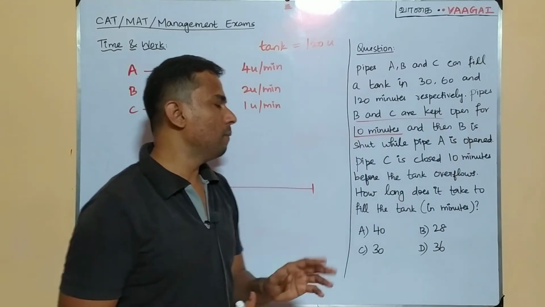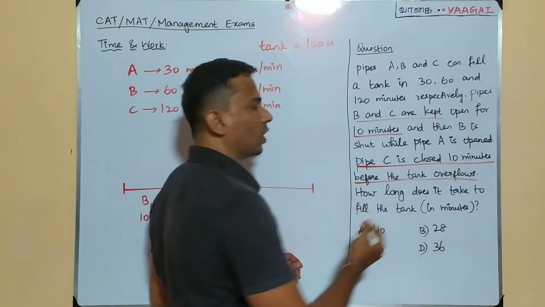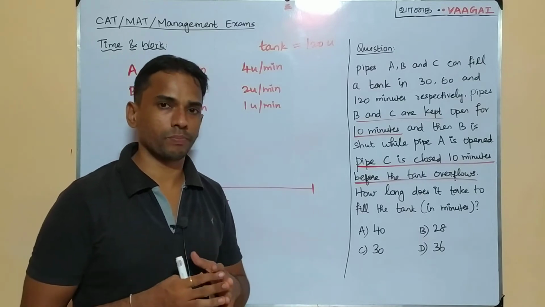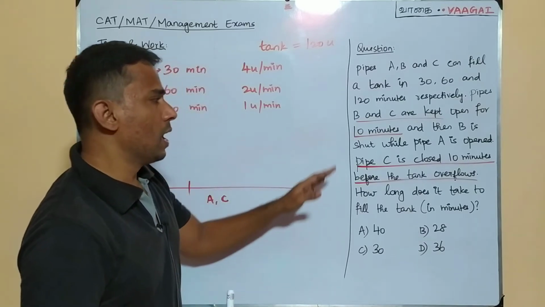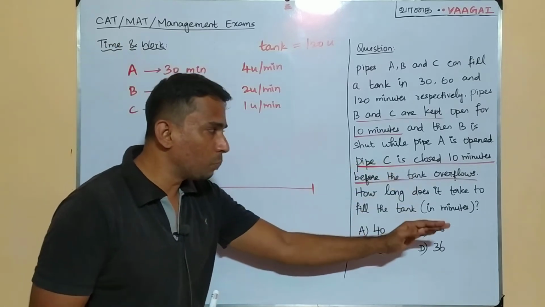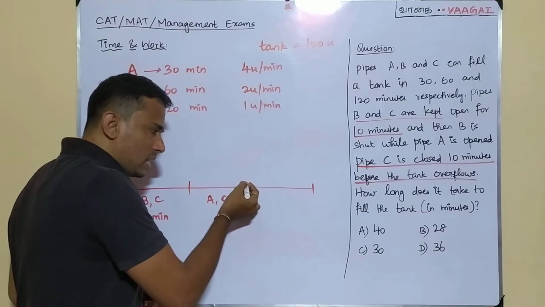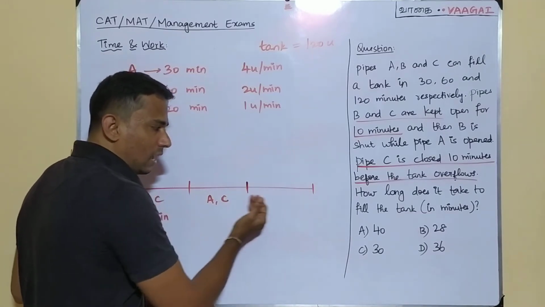And pipe A is opened. Then pipe C is also closed 10 minutes before the tank overflows. Now what can you tell about this condition? What is the point they are coming to say here? That we have to properly understand. Pipe C is closed 10 minutes before the tank overflows, in the sense that pipe C is also closed, but when? That is for the last 10 minutes.